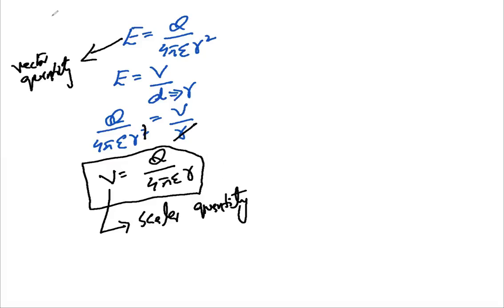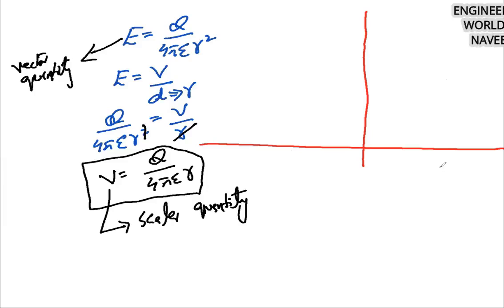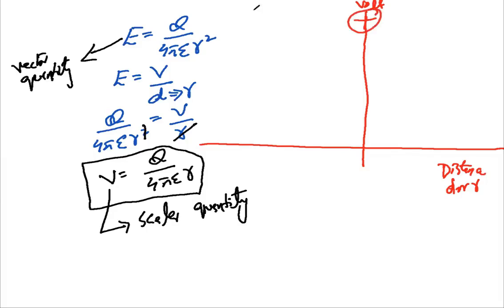Okay, if you want to draw the graph, then the graph will be like this. This is distance d, or r. This is voltage. Let's say this is positive volt. When you move away from this charge, the voltage will get decreased. If you bring the test charge in this direction, the potential difference between these two charges will get decreased because I am increasing R. And that decrease will be like this.